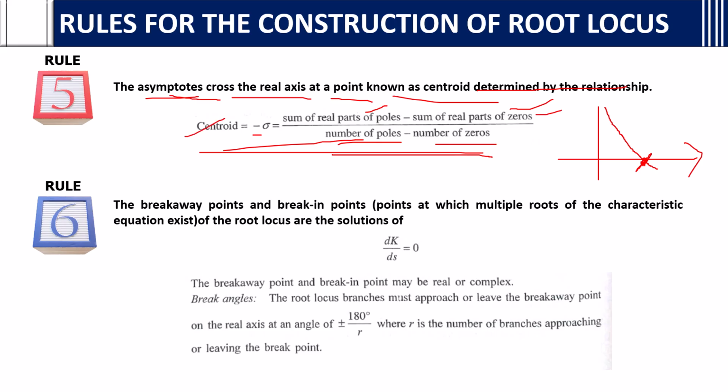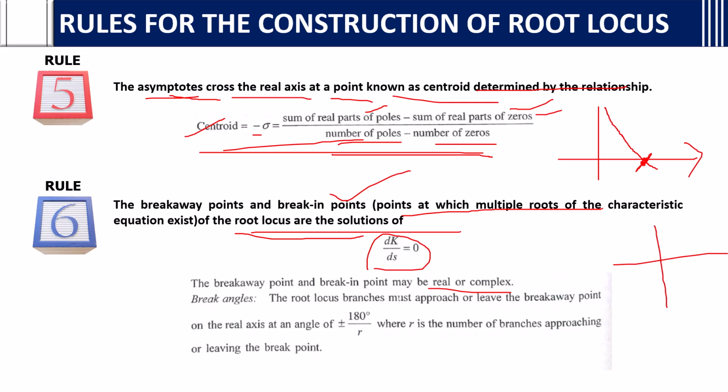Then rule 6: the breakaway points and break-in points. These are points at which multiple roots of the characteristic equation of the root locus exist. They are the solutions of what? dK/ds equals 0, where K is the open loop gain. So the breakaway point and break-in point may be real or what? Complex. It may be real or it may be complex.